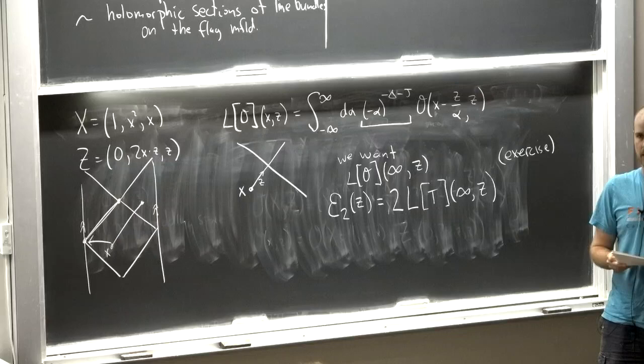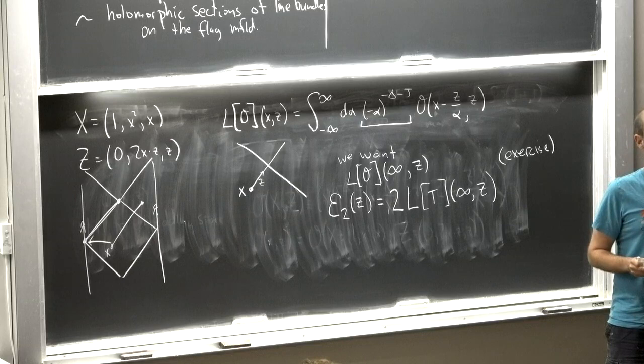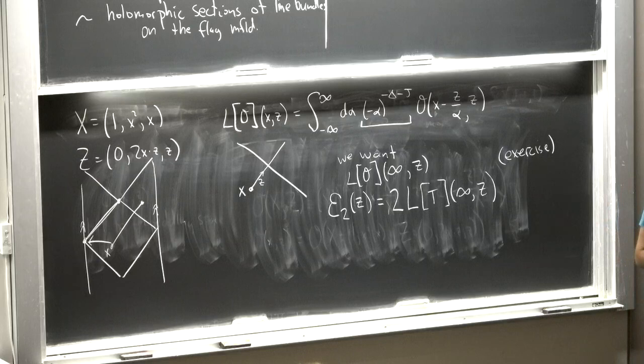Yeah? What is physically happening when we take the light transform? So the question is, what is physically happening when we take the light transform of a quantity? And you should think of it as a null integral that's organized in a way that makes the conformal transformation properties easy to think about. That's it.